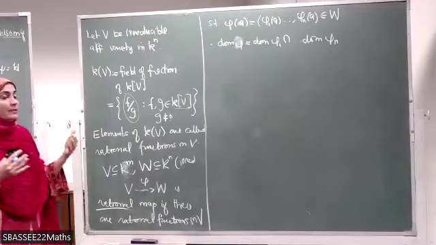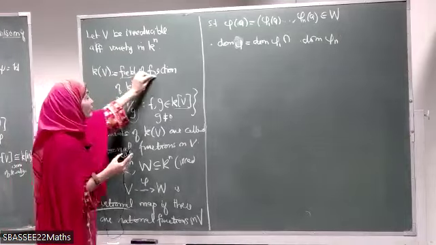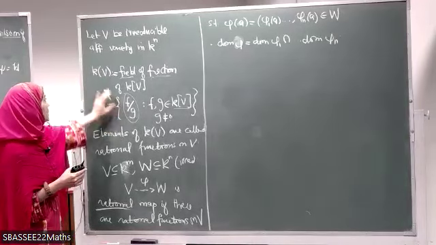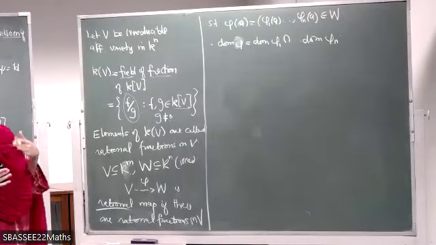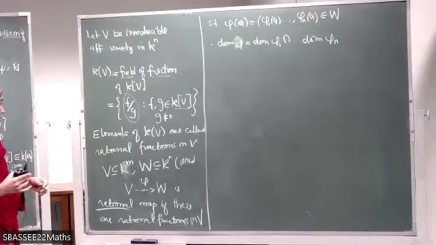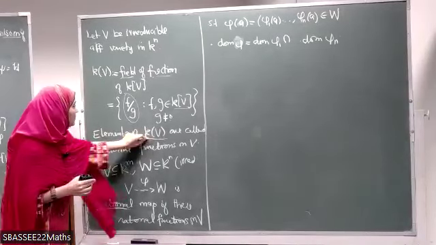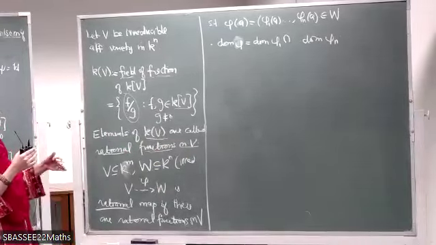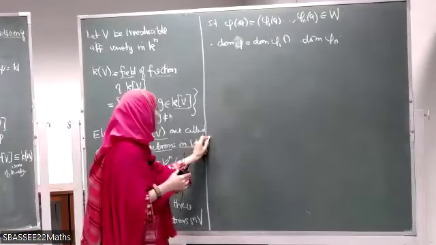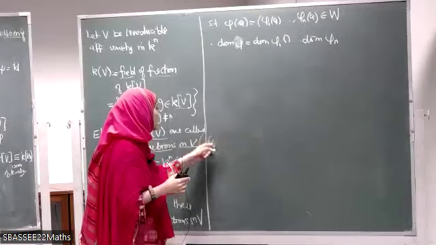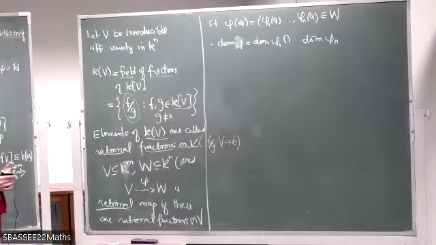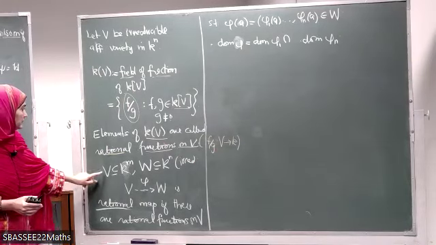Okay, so the definition, because I said that this is a field of fractions, which means that this is indeed a field. Every non-zero element in this field is invertible. And the elements of this field of fractions are called rational functions on V, which means they are rational functions of f over g type, right? And this is defined on V, and their range is K, right?